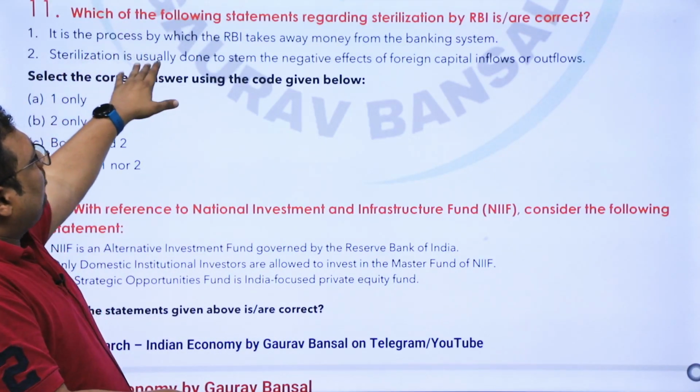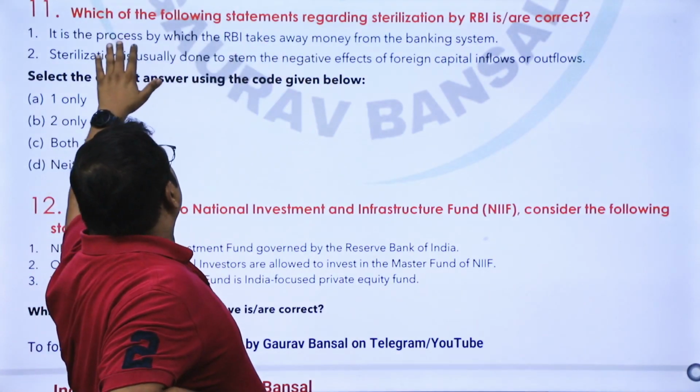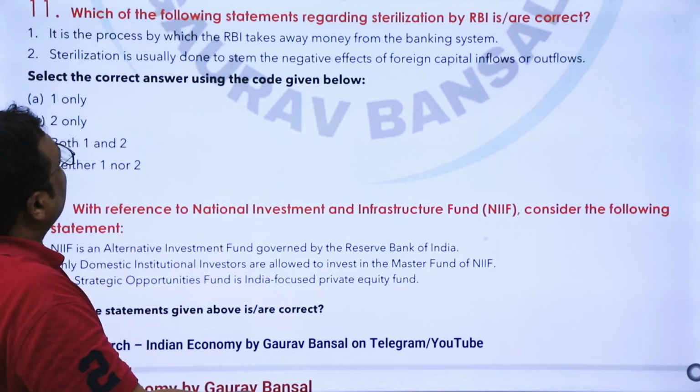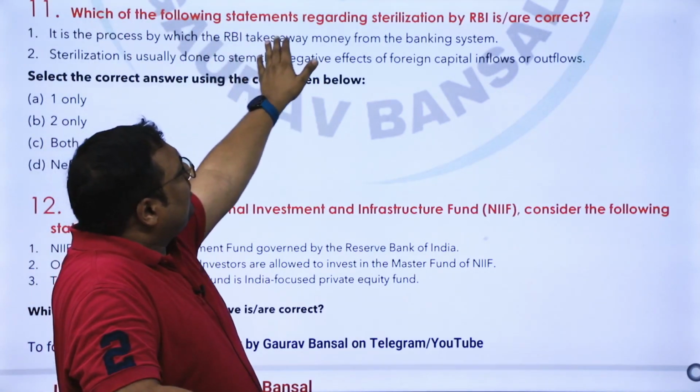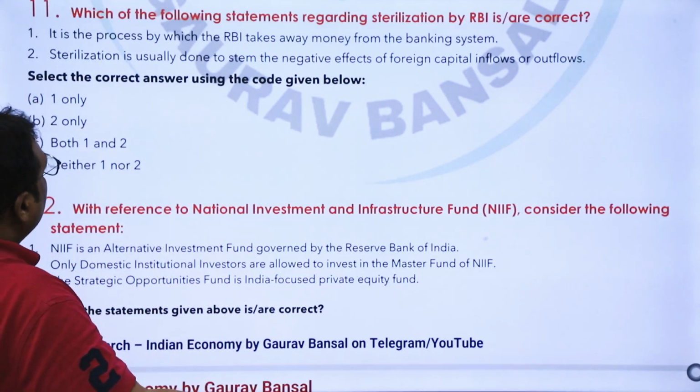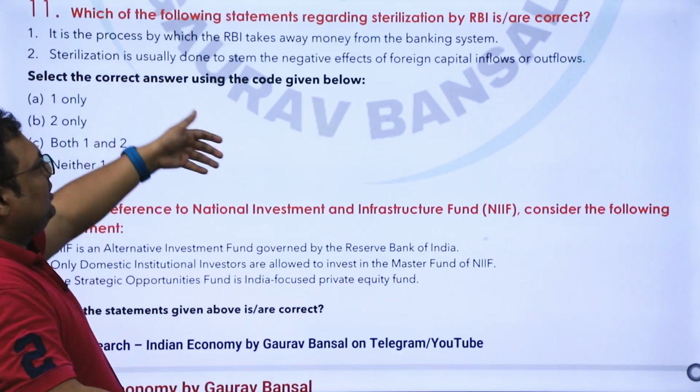Although the first statement is not perfect, because it says takes away money, and it can be supplying more money as well. It is not written that RBI takes money from the banking system only. I mean, it still leaves the possibility of giving money. Okay.